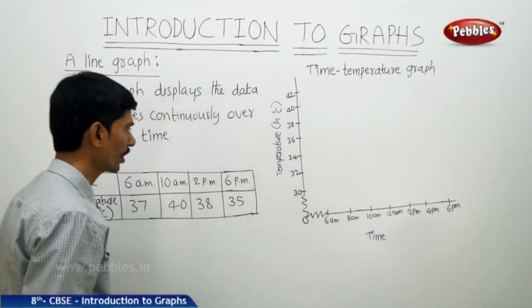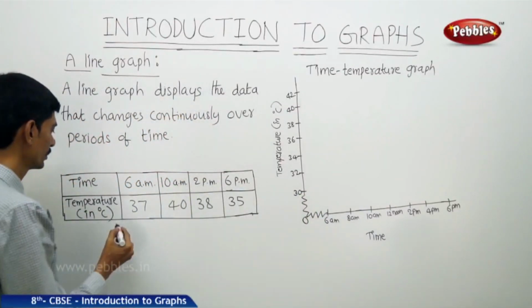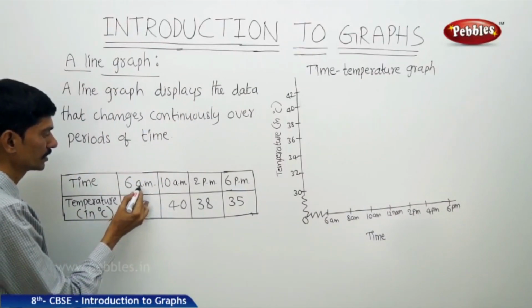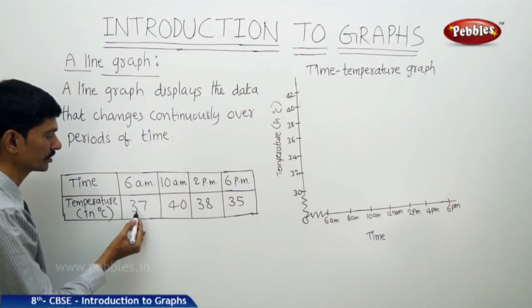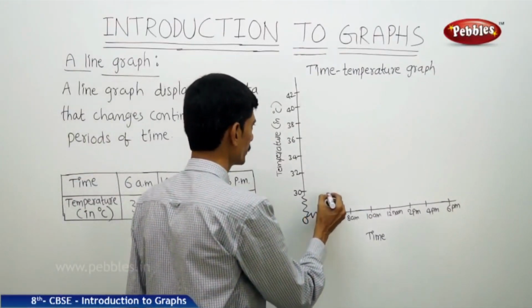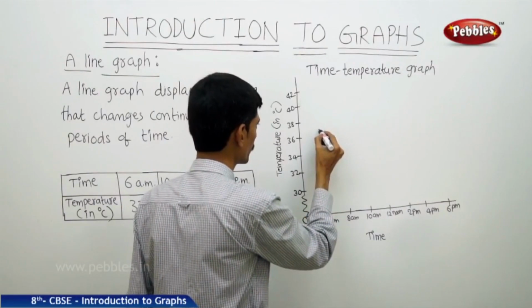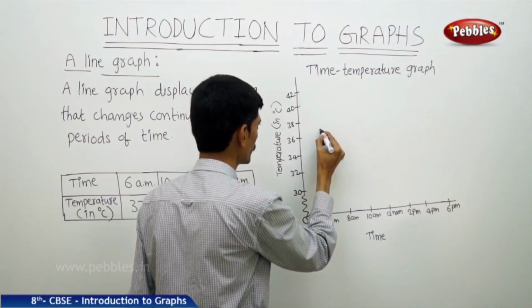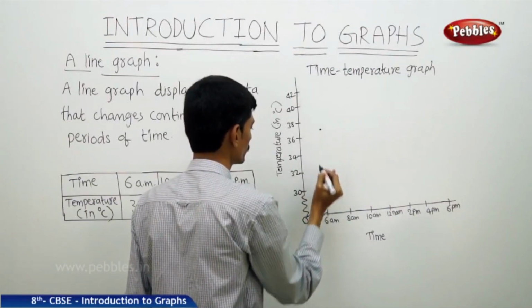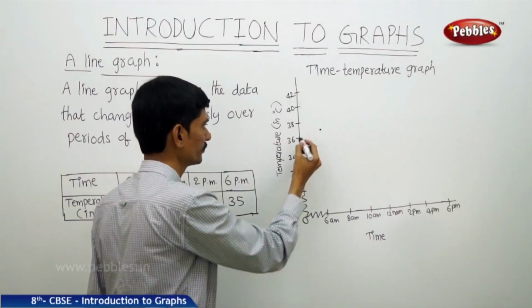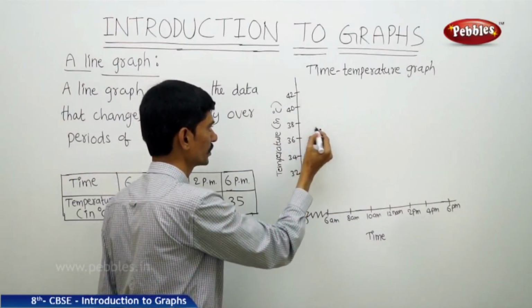Now we will plot the points representing the temperature at equal time intervals. At 6 a.m. her body temperature is recorded as 37 degrees centigrade. So this point represents her body temperature at 6 a.m., 37 degrees centigrade, between 36 and 38.